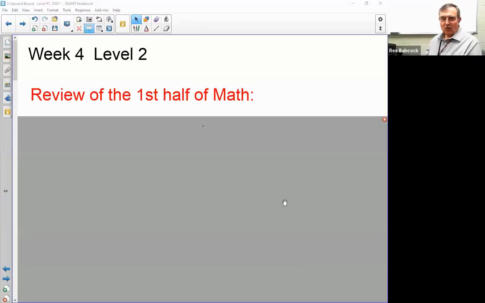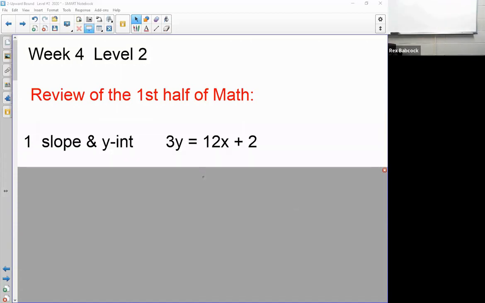This is week 4, and we're going to review today the first half of math. I'm going to do two things. I have some examples, and then we'll go over the classwork quickly and see if there's any questions. So everything that I'm showing you now in these examples should look at least somewhat familiar if you've been keeping up with your work.